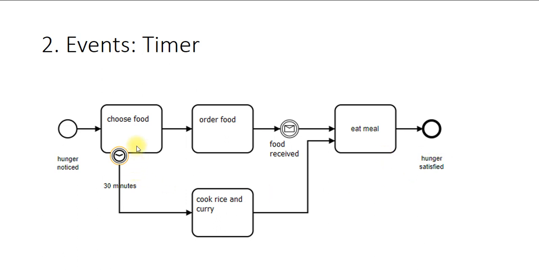But within 30 minutes, if we are able to choose food, we go to the task order food, and then with the help of a message event, we know food is received. So when we receive the food, we eat the meal and the hunger is satisfied. So that's an example of a timer event.